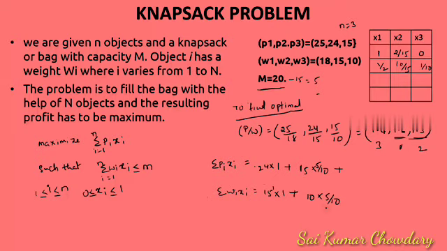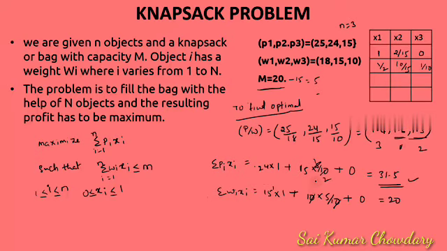Now the bag is full, you can see here. So 0 of the first object in our example, totally 20 here. So the total profit is, 5 by 10 means 1 by 2, so 31.5.